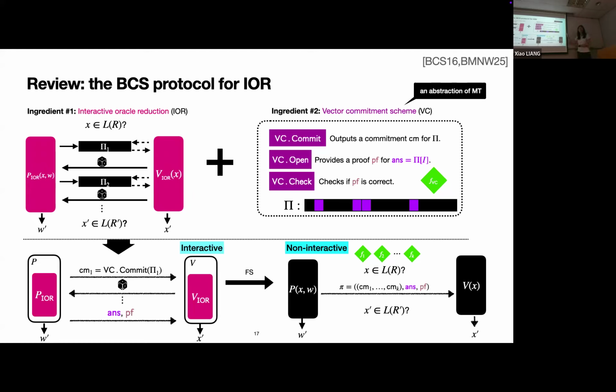Any question about this transformation? Yeah. Make it too long. So it's using the second ingredient, the vector commitment scheme. Instead of sending all of the proof string, it's sending only the commitments. And it's only sending the openings that the verifier needs. So the proof string itself is long, but once you commit it, you can imagine all of these things are short.